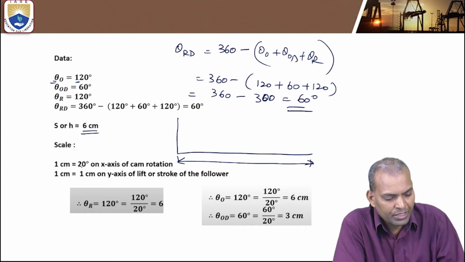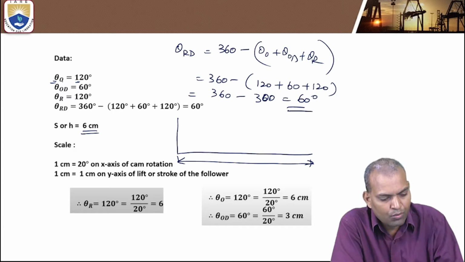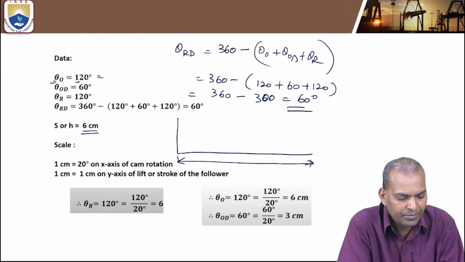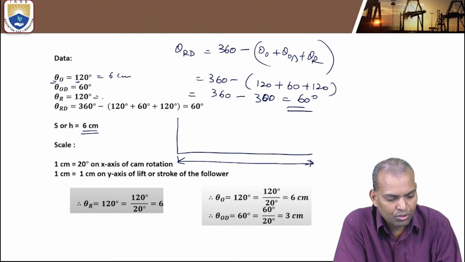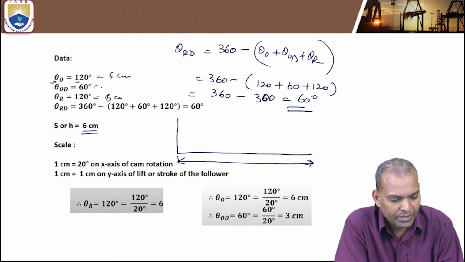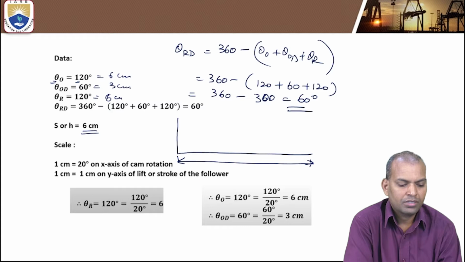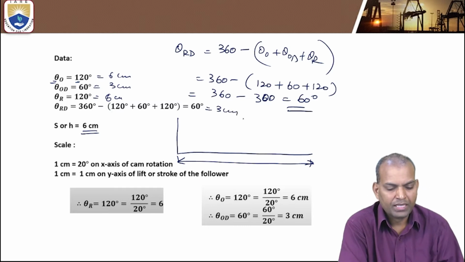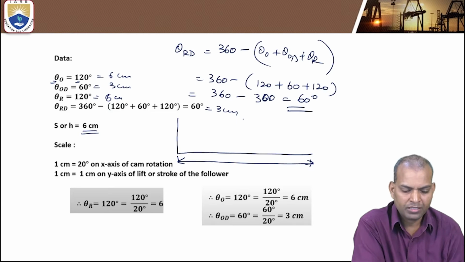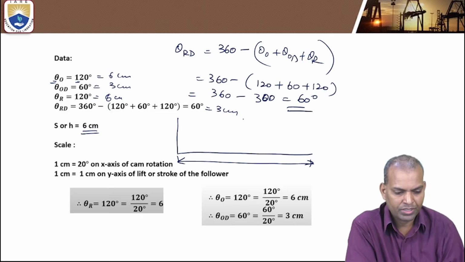Now when 1 centimeter equals 20 degrees, theta O becomes, what is the centimeter on the x-axis? 120 by 20, that is 6 centimeters. It is also 6 centimeters. It becomes 3 centimeters. Now finally it is 3 centimeters. For 60, 20 degrees equals 1 centimeter, then 60 degrees becomes 3 centimeters.